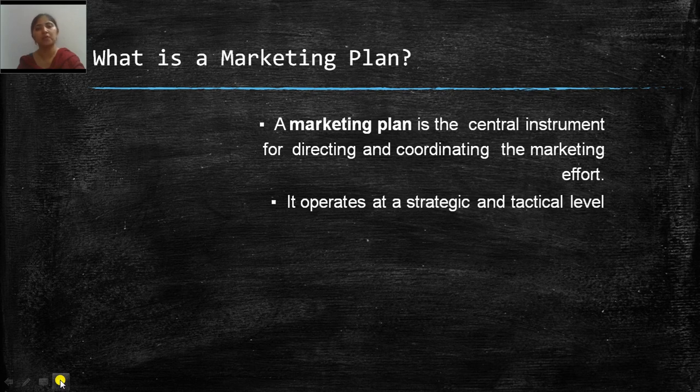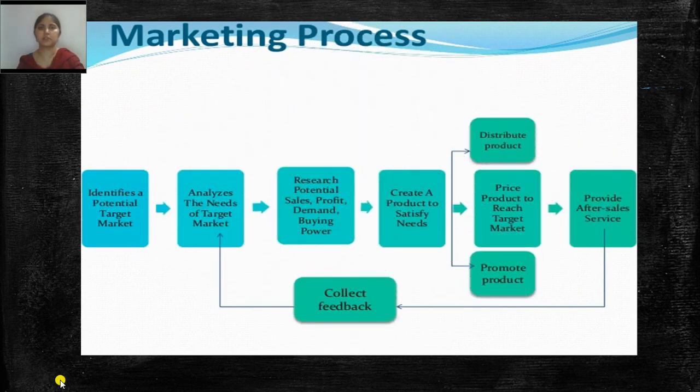Now, before going to the marketing plan, one must be aware of the marketing process. What is a marketing process? It starts by identifying your target audience. So, identify your target market, analyze their needs and demands, what they want. Then comes your research part as far as sales, profit and buying power are concerned. Then start designing your product, promote it, distribute it, have a reasonable price. Then you need to provide after sales service and again take continuous feedback, and the process goes on and on.